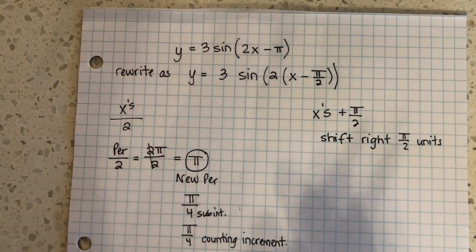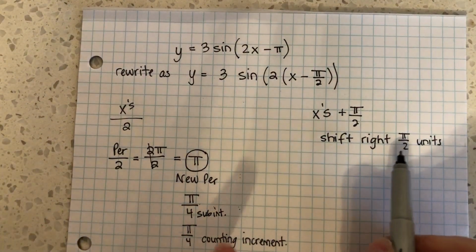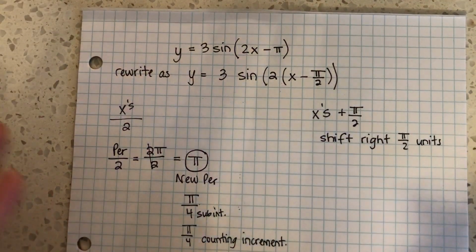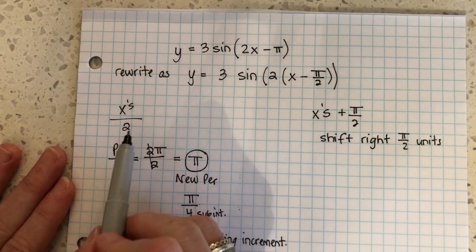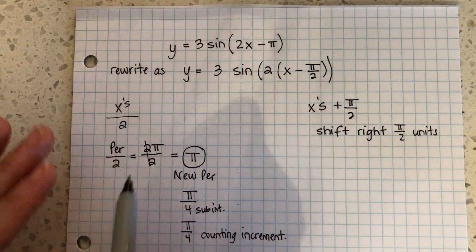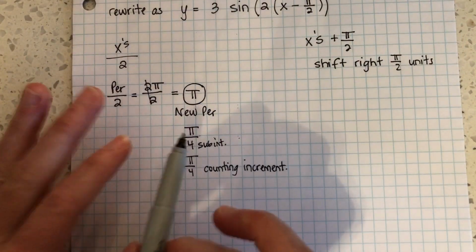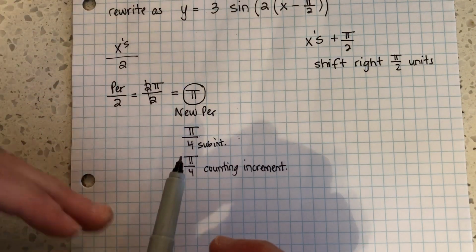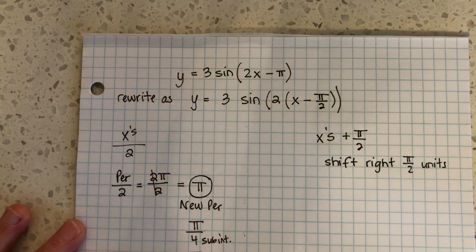Okay? All right, so that's what's happening to x. Now, when you add or subtract to the x values, that doesn't affect the period. Only dividing or multiplying the x's affects the period. So your period only gets changed by what you did to the x's by multiplying or dividing. All right, now what's happening to the y's?